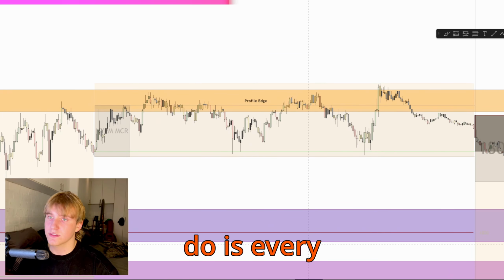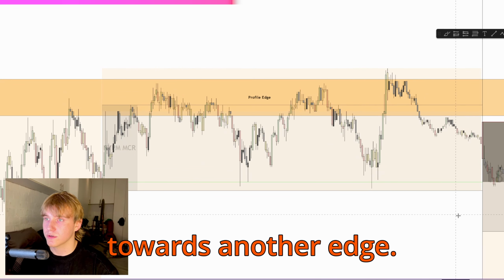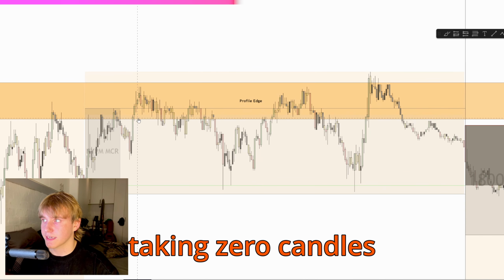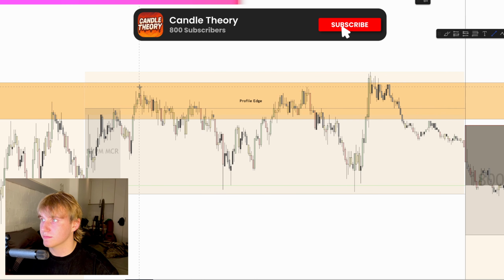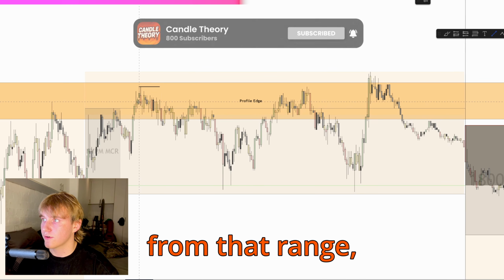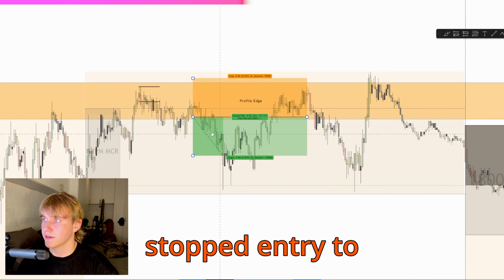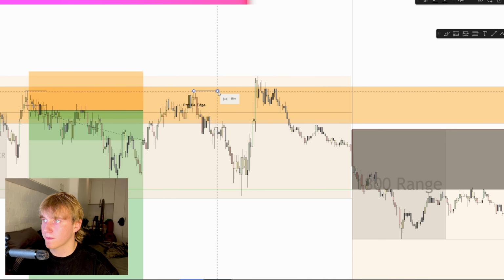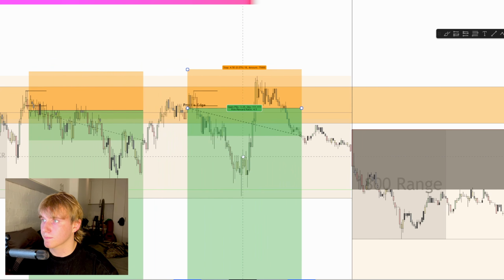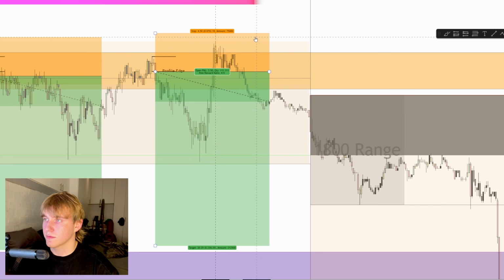And then what we could do is every single time we come into that profile edge, obviously with means of MCR, so we have to be trading off an edge towards another edge, we could be taking 0 candles to continue lower. So every single time we had price create candle closures from that range, you could have an 18 tick stopped entry to go lower. Let's mark out more. And then we had one failing right here.